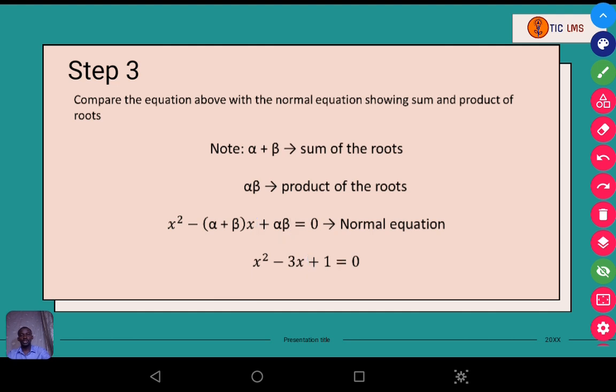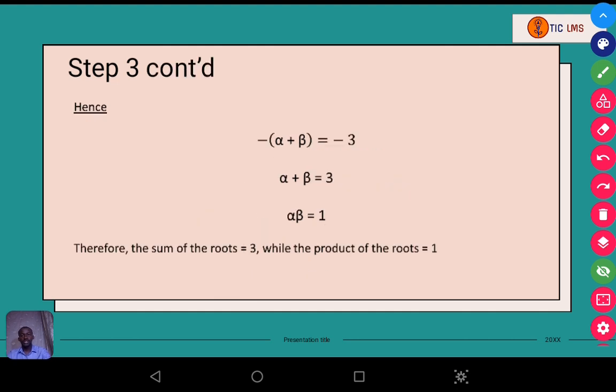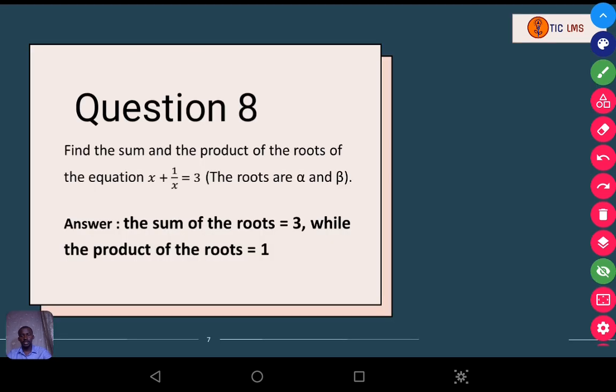So let's see what we have next. It says hence, here is what we have. When we take out the negative, we have the sum, and that is the answer there. And then when we compare the products, we have alpha beta equals to 1. So therefore the sum of the roots equals 3, while the product of the roots equals 1.